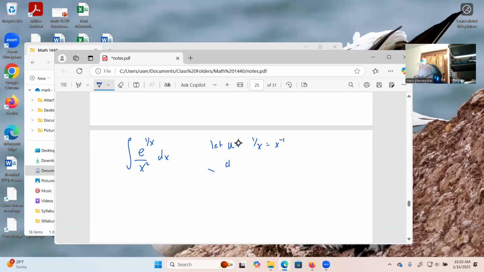And then we have to figure out our du. Every time you make a substitution in calculus, you immediately take its derivative, and we end up with an x to the negative 2 like that. It's negative x to the negative 2 dx.